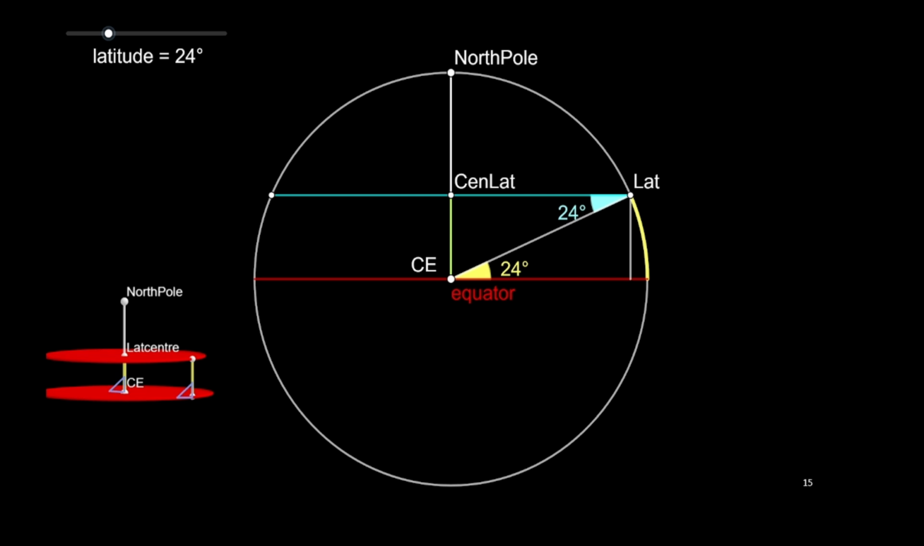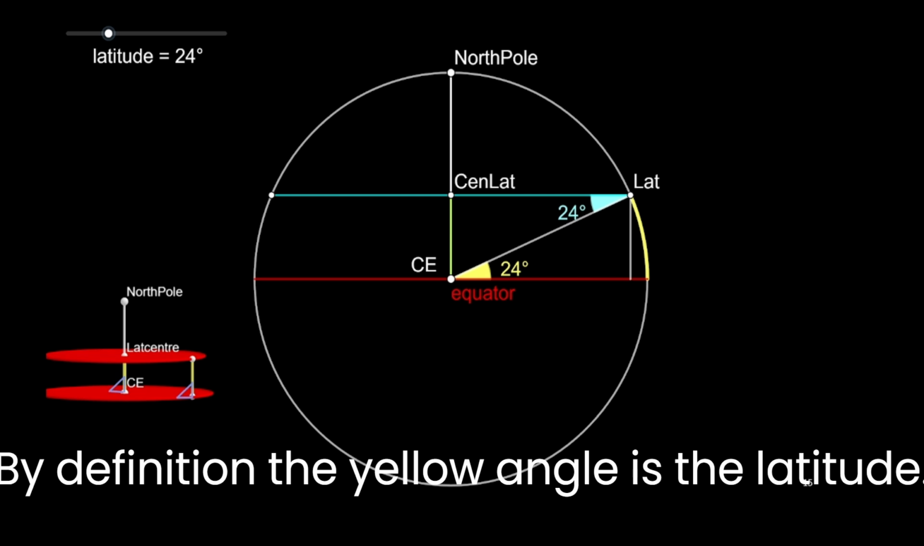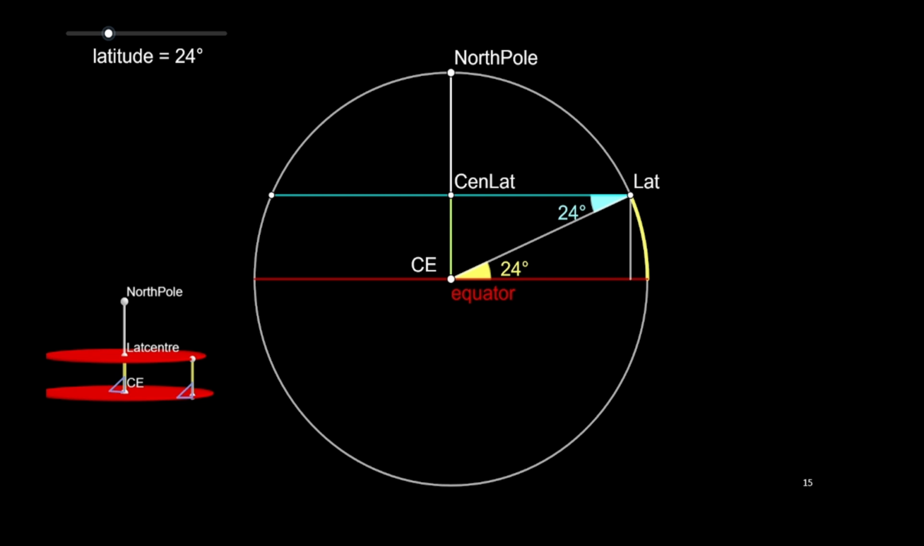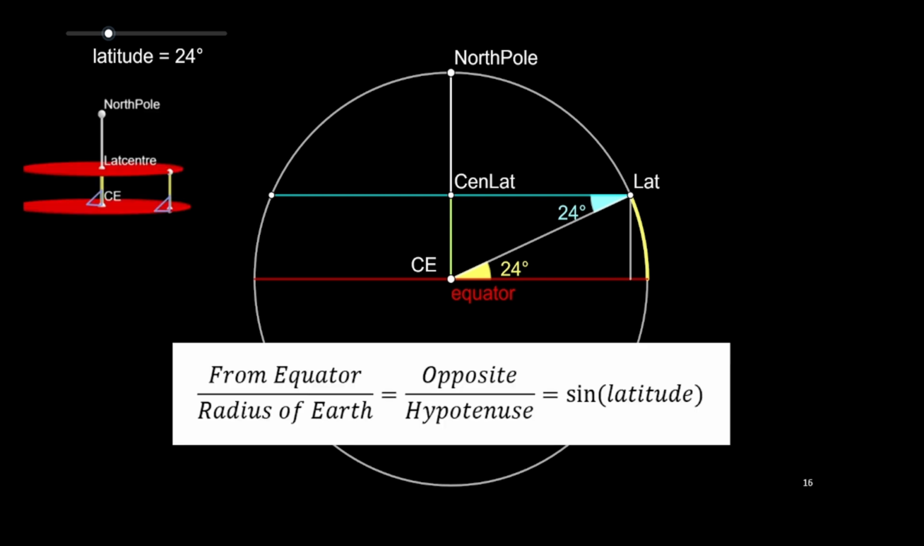And by definition, the yellow angle is 24 degrees. So that makes its alternate angle over there also 24 degrees. And that's the triangle that we're going to take a look at. So let's look at this triangle that goes from lat to cent-lat to CE.